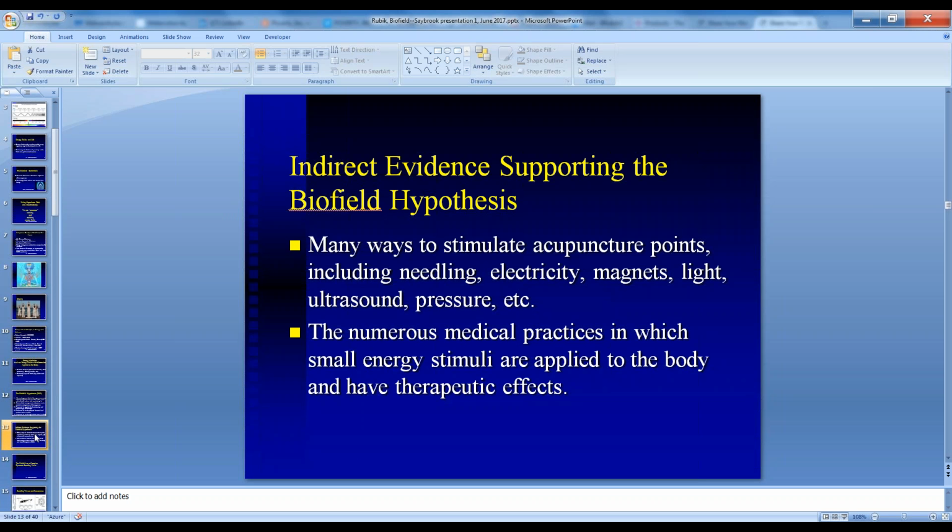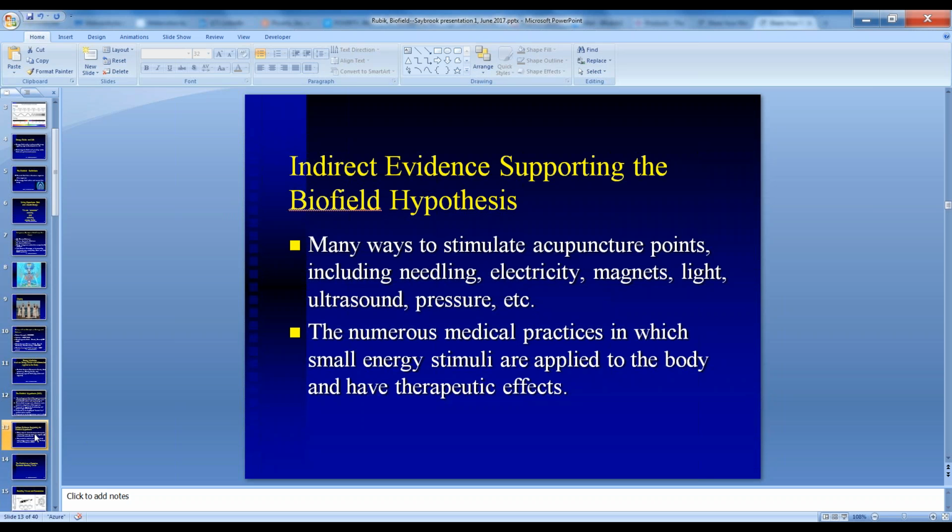So there is some evidence supporting the biofield hypothesis. There are many, many ways to stimulate the body energetically. For example, the acupuncture points, which seem to be portals into the biofield, can be needled with little stainless steel needles. With electricity, they can be stimulated with a needle to which electricity is added. With magnets, with light directly without needles, with ultrasound, with pressure, which would be acupressure, and we might add moxibustion with heat. All of these ways of stimulating the energy system of the body have effects.